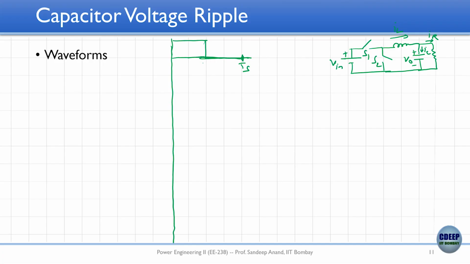So this is TS, this is DTS, S1 on, S1 off. If I draw the inductor current, it goes from here to here, then it reduces from here to here. Okay. Now see the circuit. Inductor current waveform we have drawn.